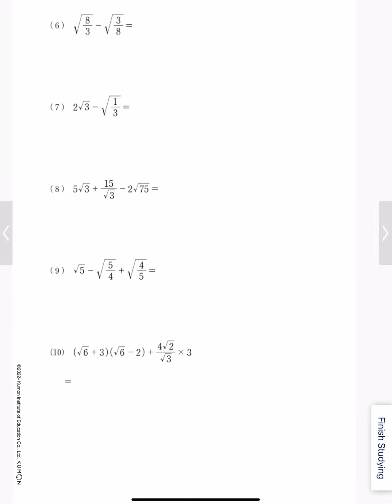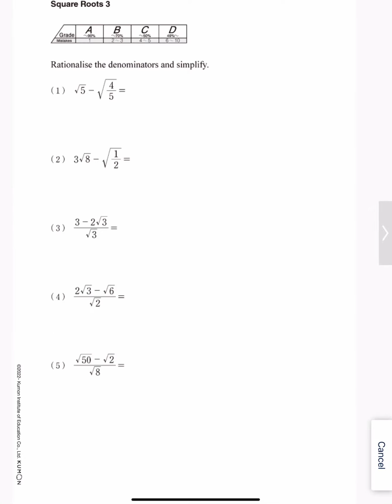Okay, page 48. We're going to revisit the A side first, and we need to know what the question is asking us to do. So: rationalize the denominators and simplify. You all know what rationalize means. So let's jump directly into question number 10.